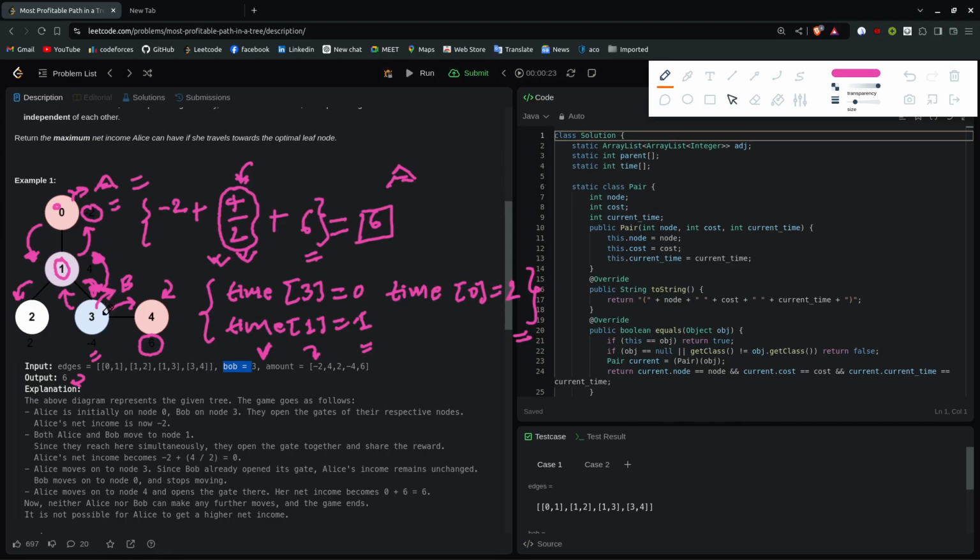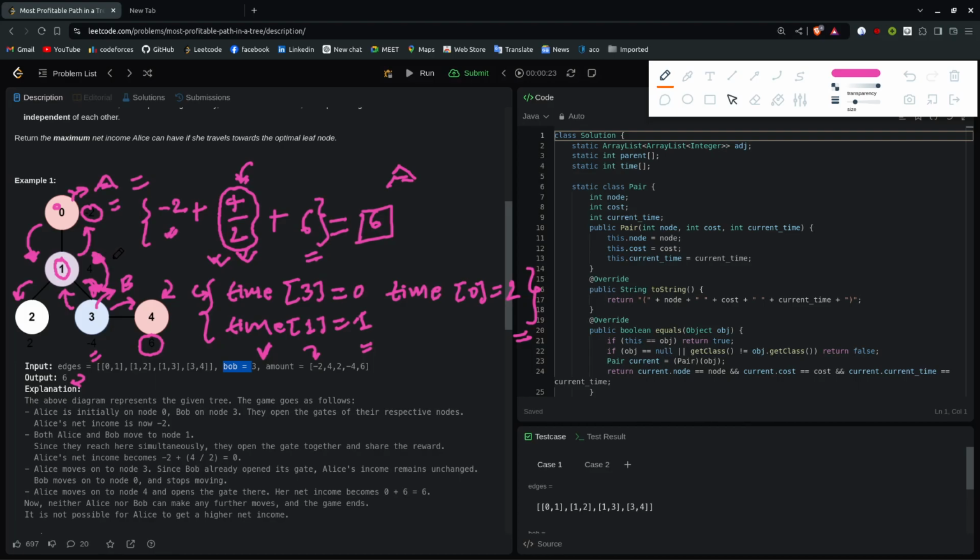We will create a parent array, and then from that parent array we will start traversing from the Bob node, and we will compute this time array. And again we know the condition that if time to reach that particular node for Alice is smaller than time to reach that particular node by Bob, then we can directly increment all the amount to Alice's answer. Or else if time to reach some particular node by Alice is equal to time to reach that particular node by Bob, then we have to share the amount.